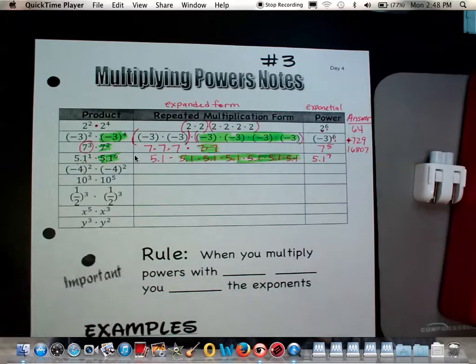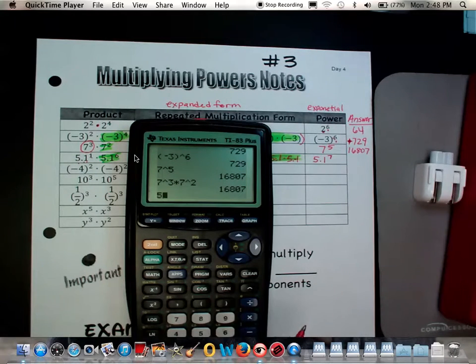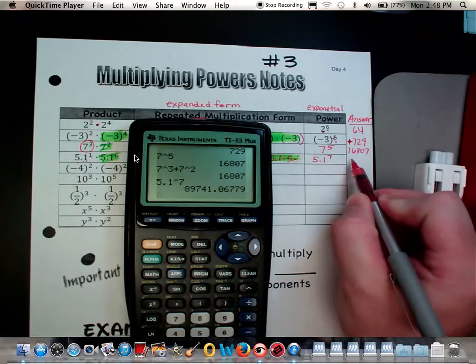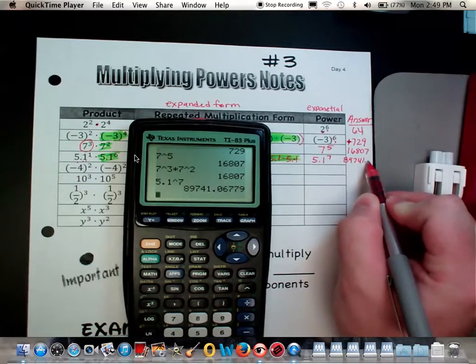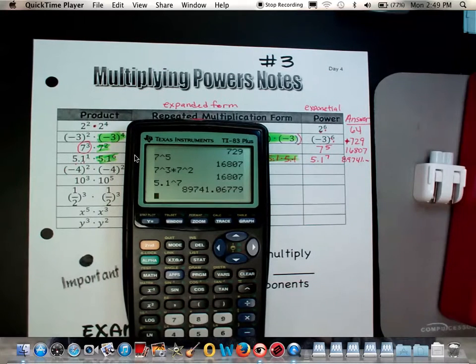And I can check that on my calculator to find what that is. 5.1 to the seventh power is going to give me a big number with a decimal. 89741 point blah blah blah. But you can see what it's going to give you if you can fit it in. And just to make sure we were correct, 5.1 to the first power times 5.1 to the sixth power, they match up.